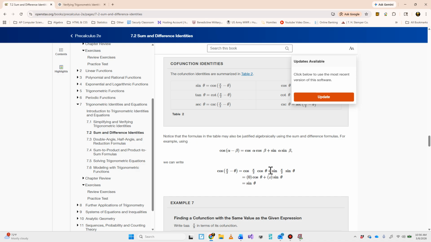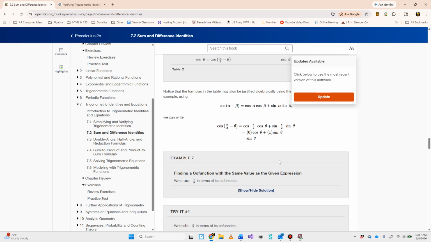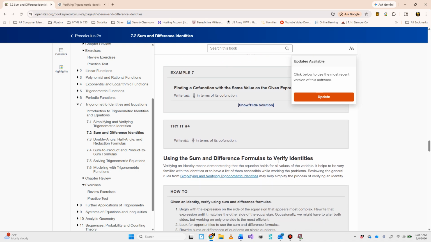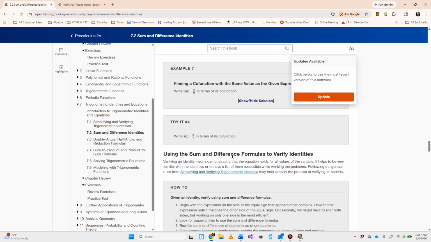Well, then 0 times cosine theta is 0. We have also been told that the sine of pi over 2 on my unit circle is 1. And so 1 times the sine of theta is just the sine of theta. So as you can see here, this proves this cofunction identity, that you could just rewrite it as sine theta. And so if I were to give you a cofunction identity, you would be able to do that.